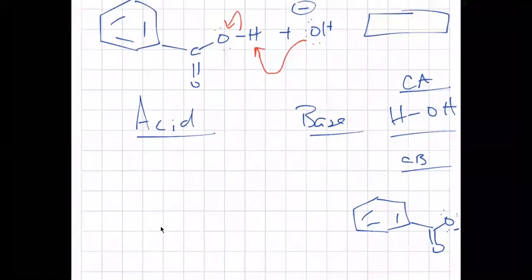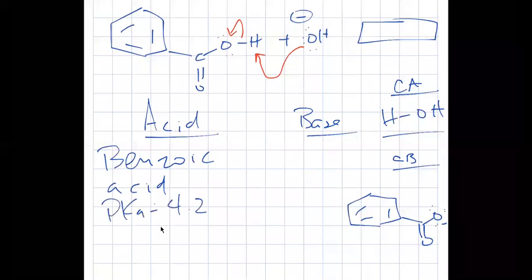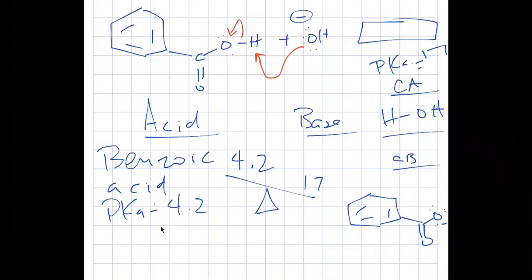Now, let's predict the equilibrium. Somebody look up the pKa for benzoic acid. It's 4.2. And then water, we already said is what? 17. Yeah? Let's put it in the seesaw. Which way is it going to tilt? Towards the products, right? It's always going to favor the weaker acid. All right, we good with that?